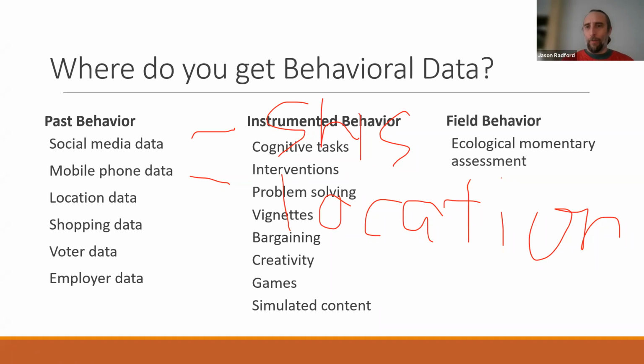The last thing is this field behavior. You can do things like ecological momentary assessments, where you send a note to somebody and say, hey, how's it going? Ask people to keep a journal or a diary of what they've been doing, or use context-aware measures, which I'll get into in a second.